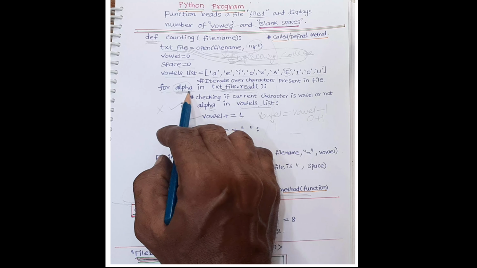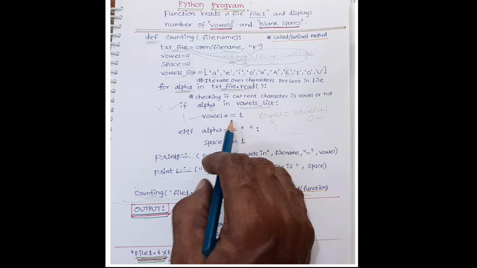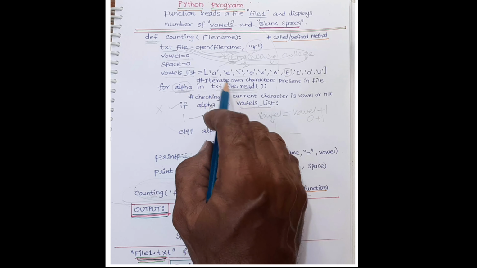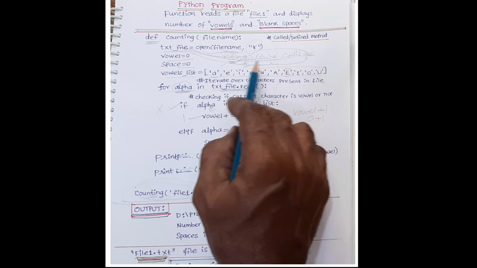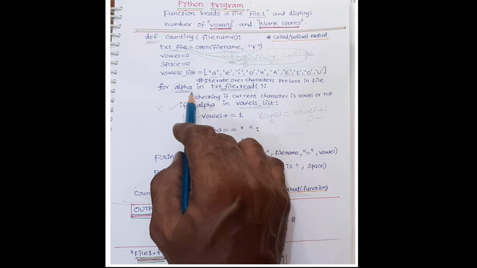Next, alpha of 2, that is 0, 1, 2. What is alpha of 2? G. Is G there in the vowels list? No. Like that, this loop will be iterated. For example, here from this vowels list, we will match with this text file, that is our file1.txt. This loop will be iterated.